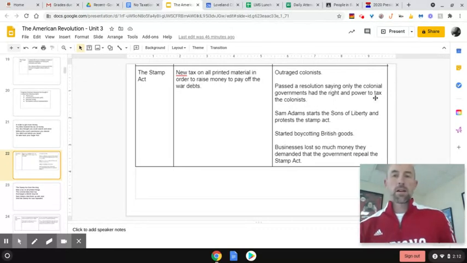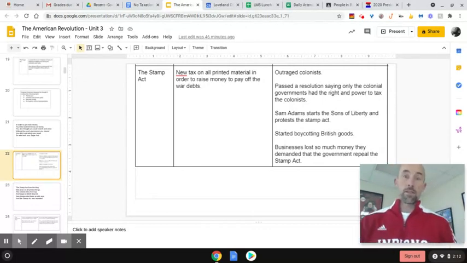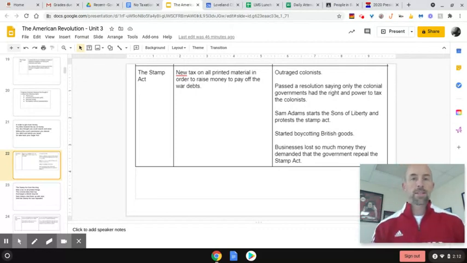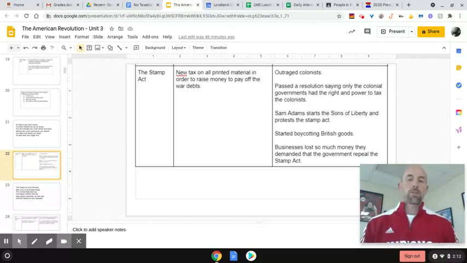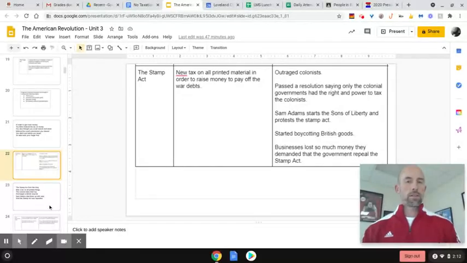This is our second column here, why it outraged the Americans. It outraged the colonists, and they passed a resolution saying only the colonial governments had the right and power to tax the colonists. There you go, no taxation without representation. Some guy named Sam Adams starts the Sons of Liberty and protests the Stamp Act. They started boycotting British goods, and then businesses lost so much money they demanded that the government repeal the Stamp Act. Boycotting means you protest by not buying things. So they protested by not buying British goods. This was a big one. It made the Americans very active and united in things. And so this is a memorable one. Make sure you have that information correct.